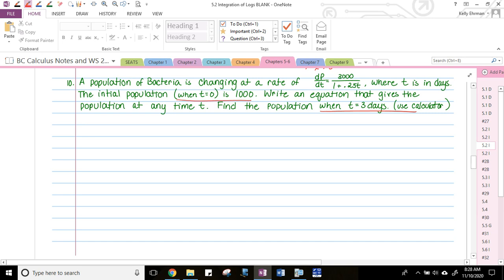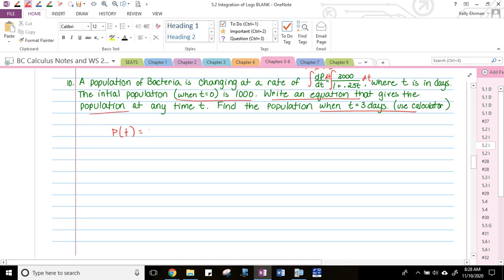This might be in our homework too. I don't know if it's the exact same thing or a slight variation. All right, so first, write an equation that gives the population. So if you have dp dt, find p by taking the integral with respect to t of both sides. The integral of dp dt is p. I'm going to write p of t, population function in terms of time.